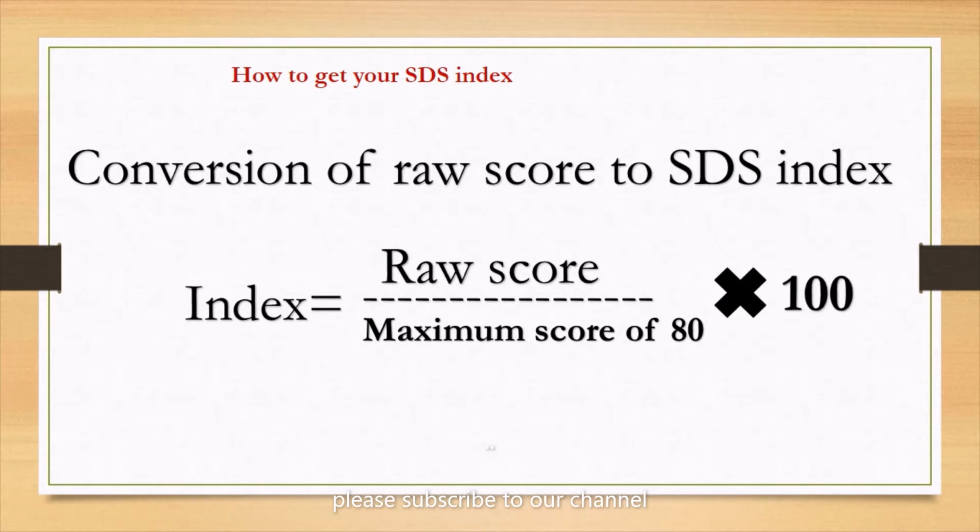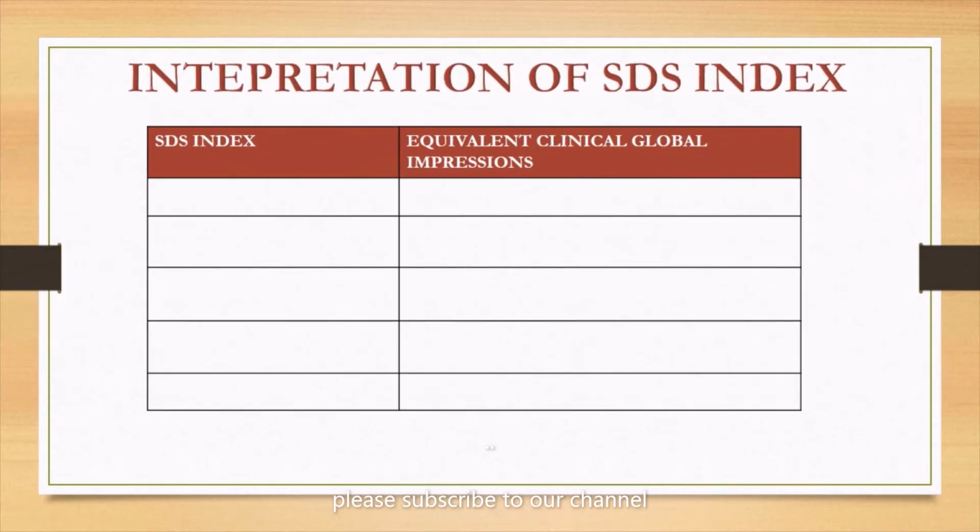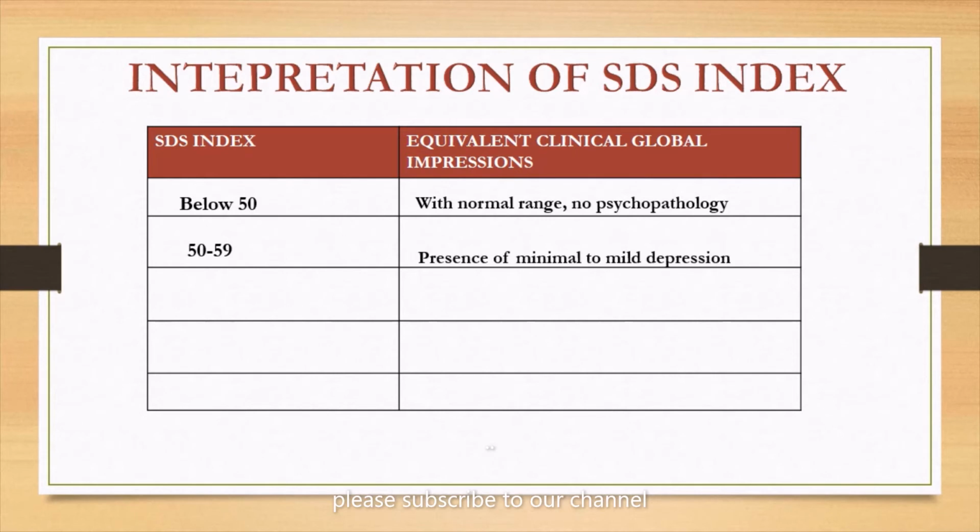So the index is always expressed as a percentage. Let us see how we can generally interpret our index. How to interpret the SDS index. If your index is below 50%, it denotes that you are within normal range and therefore you do not need psychopathology. If your SDS index is between 50 to 59%, it indicates presence of minimal to mild depression.